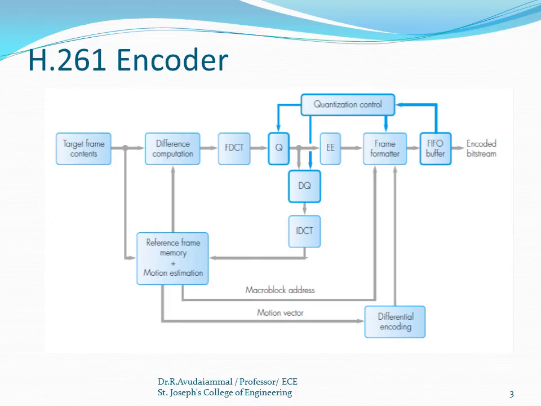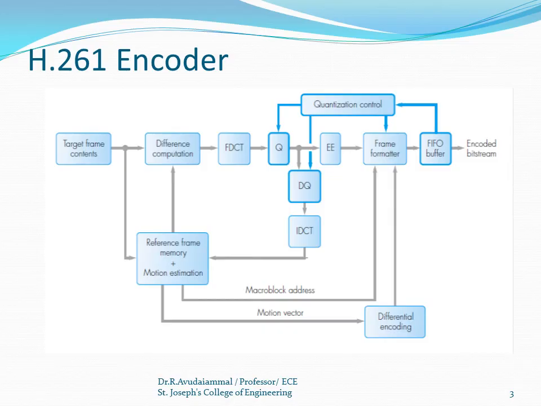Now, to compute the difference between the target frame and the reference frame contents, the reference frame contents are obtained by dequantizing the frequency coefficients and taking an inverse discrete cosine transform to get back the reference frame contents. These two are compared to do the further computation, and we have already discussed this in P-frame encoding.